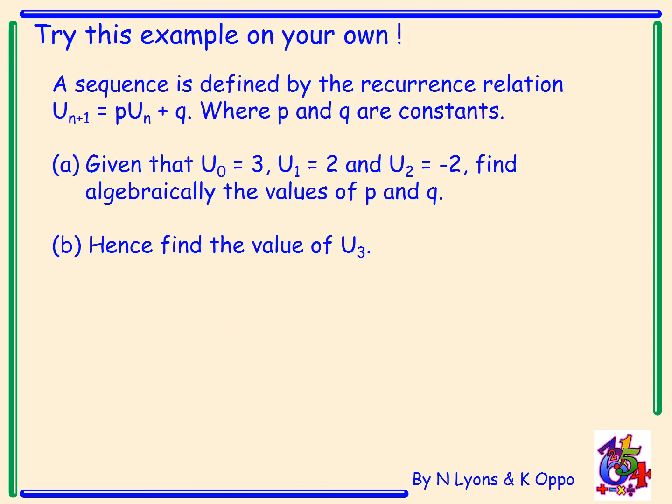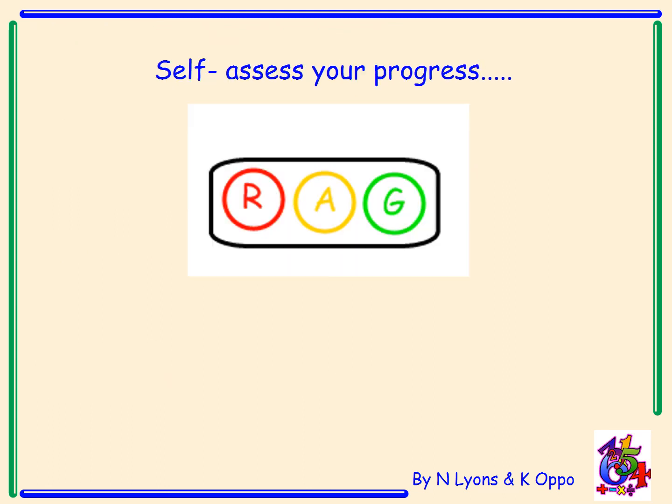Now try this example on your own. Please pause the video. The answers: for part a, p equals 4 and q equals minus 10. And for part b, u3 equals negative 18. Please self-assess your progress.